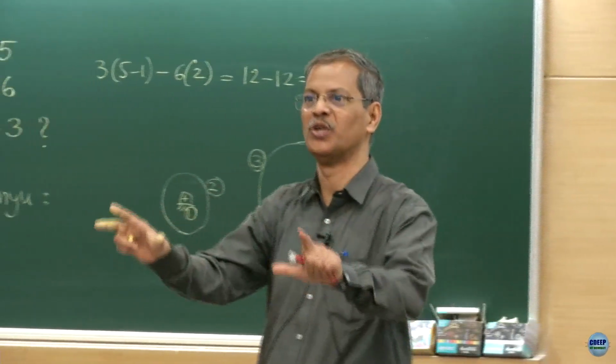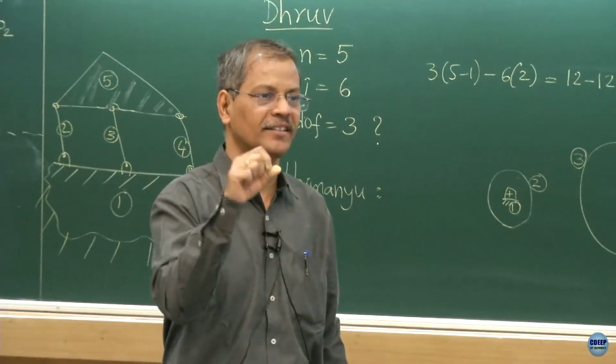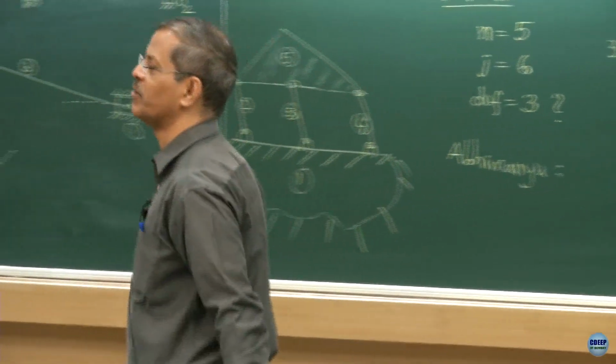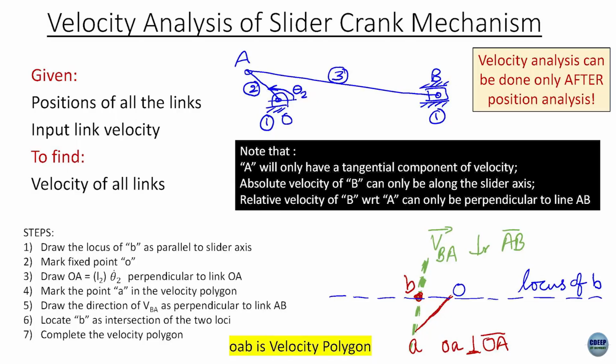Now, how would I extend it to velocity? If this graphical approach is so simple, intuitive, you can just do it in your notebook, correct? Of course, you need a scale factor to be able to draw. One link may be 5 centimeter, another link may be 25 centimeter. So, you need to draw it appropriately, that's fine. How would I extend it to velocity? That means the velocity analysis problem is that input crank, let's say this fellow, theta 2 dot is given to you. You want to find what is the velocity of everybody else.